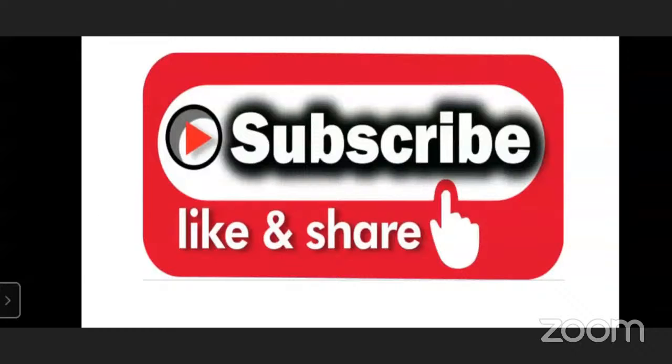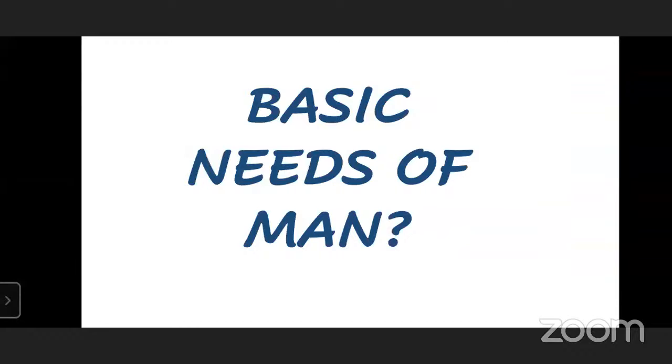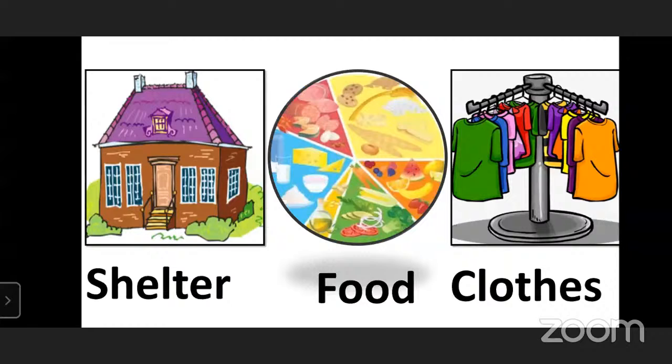Now, before telling the name of the lesson, I want to ask you something. If you know the answer, tell me. What are the basic needs of a man, children? Can anyone tell me? What do we need? Cloth, very good. And shelter, very good. And food, very good. So shelter, food and clothes are the basic needs of a man. So today we'll study the topic of clothes.